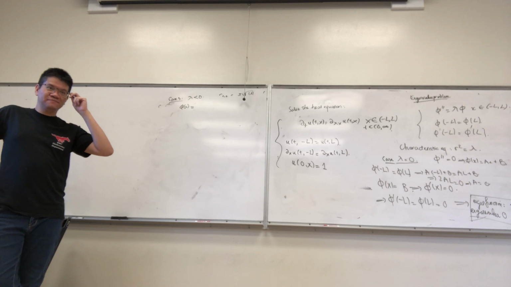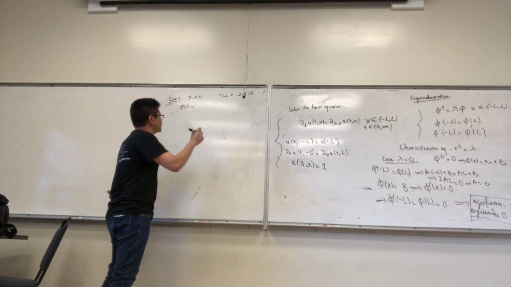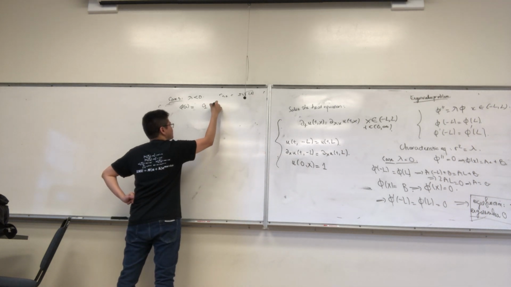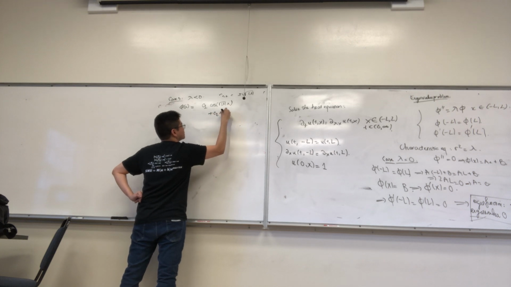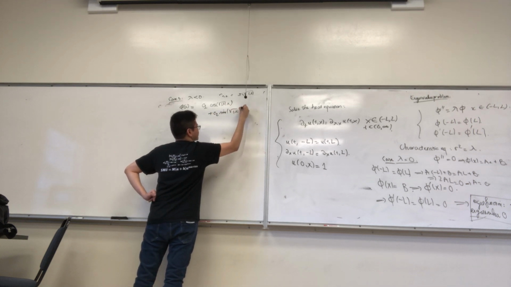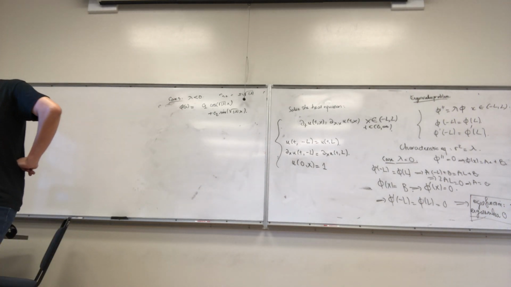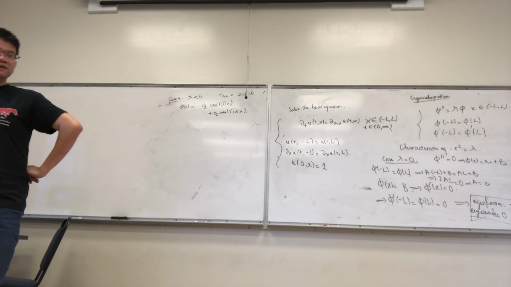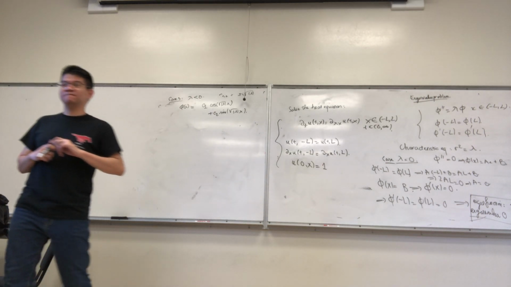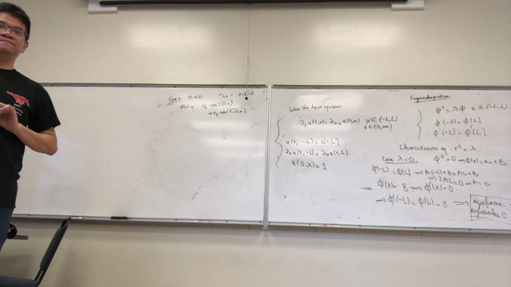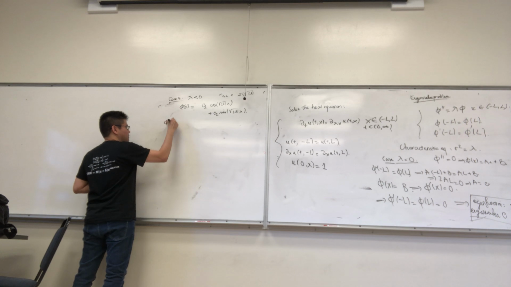Cosine of the square root of lambda x, then sine. So phi is C1 cosine of square root of lambda x plus C2 sine of square root of lambda x. This is the form of phi. Now, what is the next step? Plug in the boundary condition. So now you're going to plug in the boundary condition.